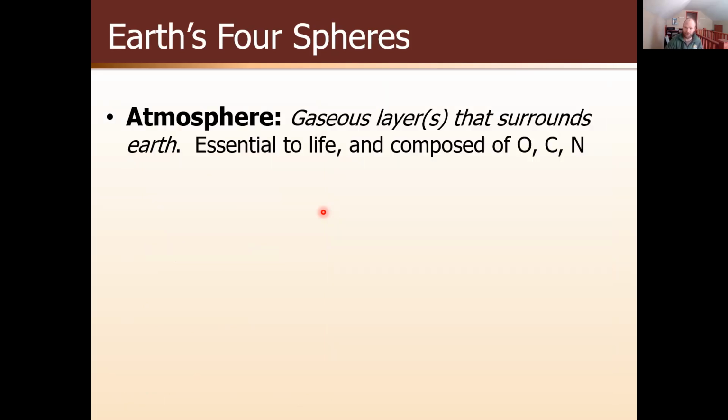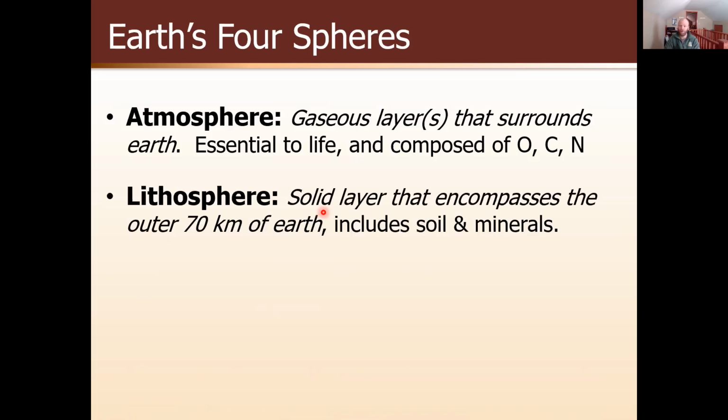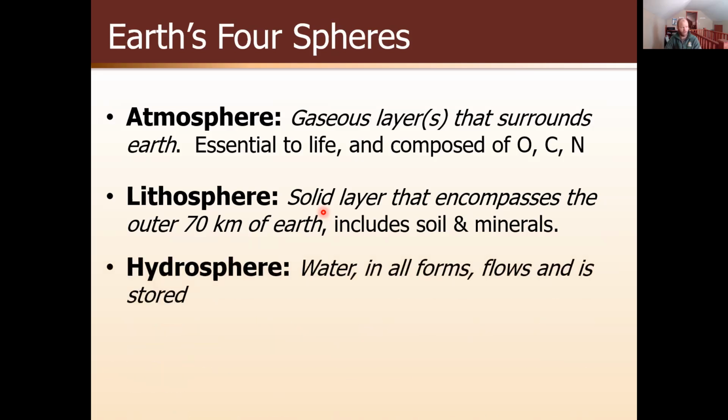So the atmosphere is a gaseous layer that surrounds Earth. It's essential to life, and it is primarily composed of oxygen, carbon, and nitrogen, among other constituents. There's the formal definition of atmosphere. Moving on now to the lithosphere, which is the solid layer that encompasses the outer 70 kilometers of Earth, including soil and its minerals.